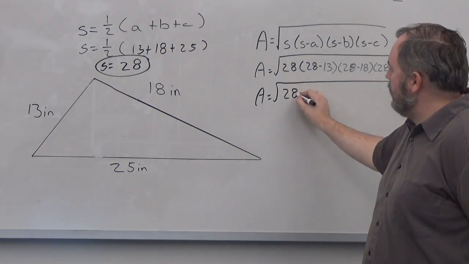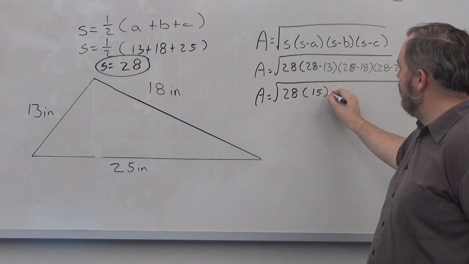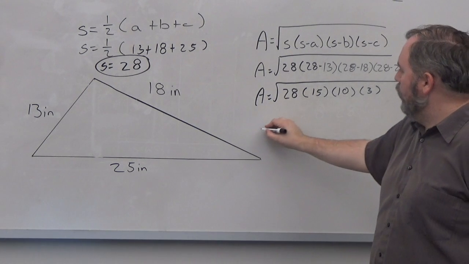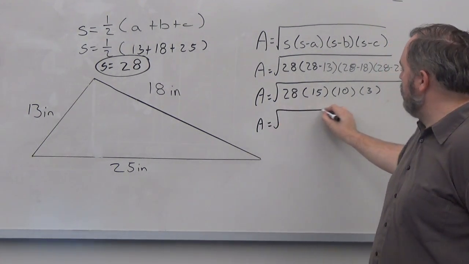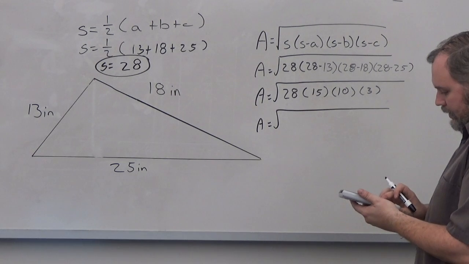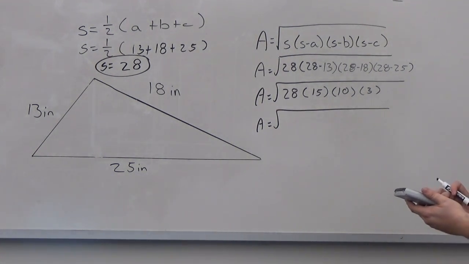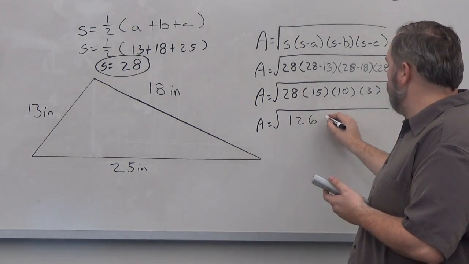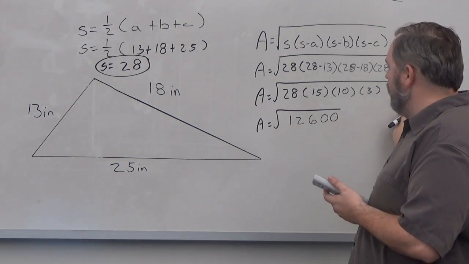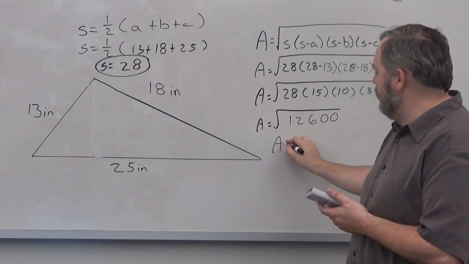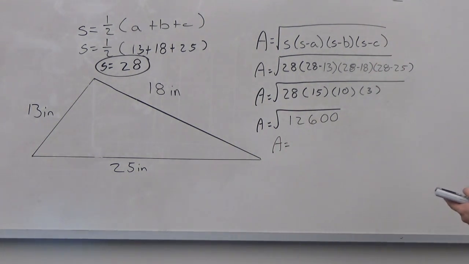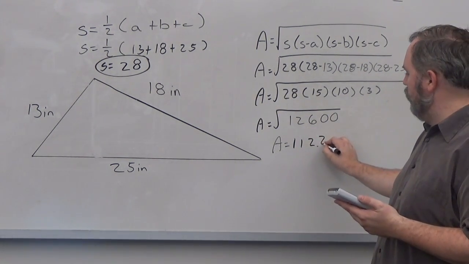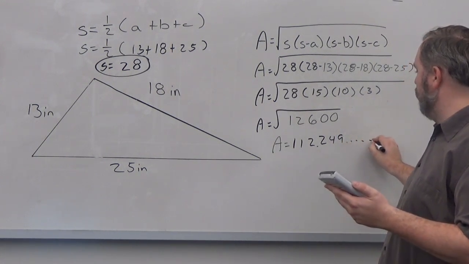We'll get 28 times 15 times 10 times 3. We're going to work everything out under the radical. So 28 times 15 times 10 times 3, and we get 12,600. Now we need to find out what the square root is. When we do, we get 112.249 and a bunch more numbers.